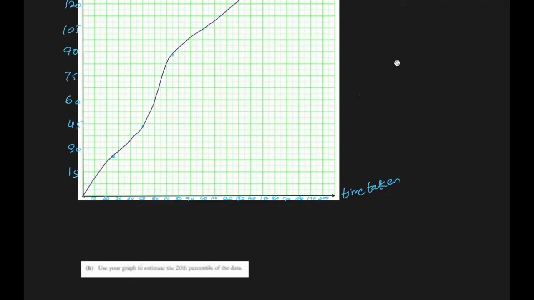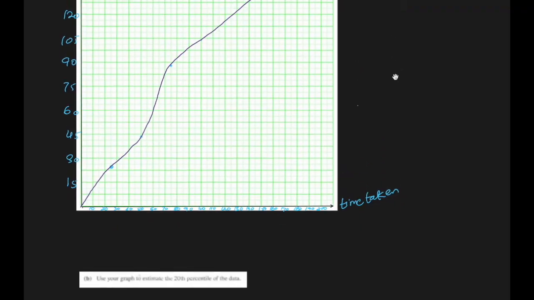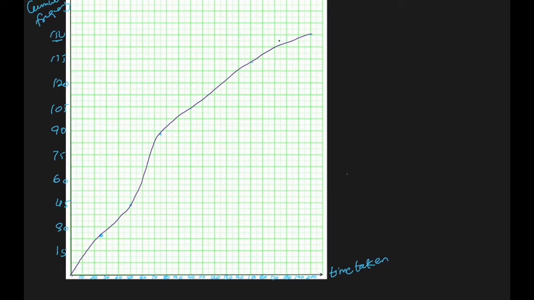What is the B part of this? Use your graph to estimate the 20th percentile of the data. 20th percentile means 20% of the total frequency. Total frequency is 150, so we multiply 20% by 150 and we get 30. What it means is that if the data is in ascending order like this, the person who is at the 30th position will be the 20th percentile. 20% of the people will score below him and including him.